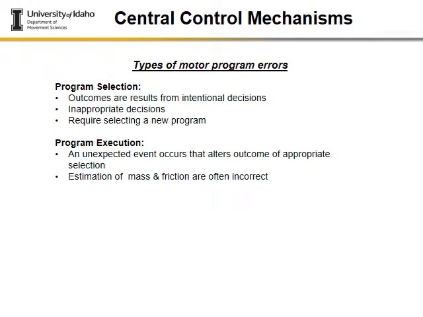But as we look at the type of motor program and what happens with the error, there's a program selection. The outcomes are a result of intentional decisions. There's an inappropriate decision and a required selection of a new program. And then in program execution, sometimes an unexpected event occurs, and this is going to alter the outcome of that appropriate selection. And then the estimation of the mass and friction are often incorrect. And so these are situations when we have an error in the type of motor program selected. And sometimes it's in the selection process, and sometimes it's in the execution process.